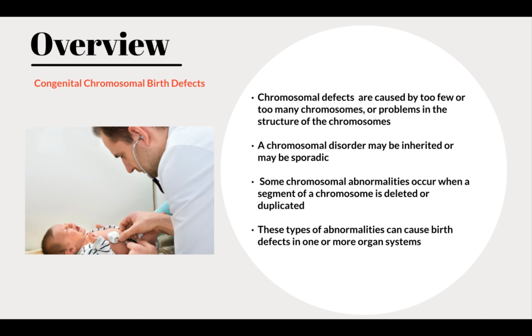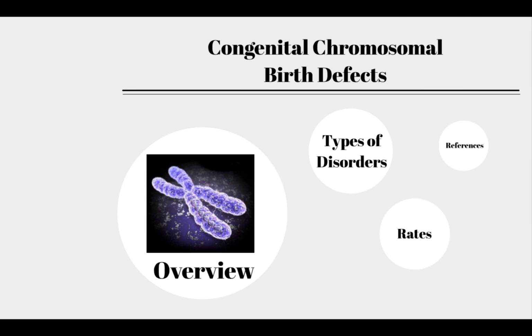So, an overview of these birth defects. Chromosomal defects are caused by too few or too many chromosomes or problems in the structure of the chromosomes. This disorder might be inherited or sporadic, and chromosomal abnormalities occur when a segment of the chromosome is deleted or duplicated, and these types of abnormalities can cause birth defects in one or more organ systems.